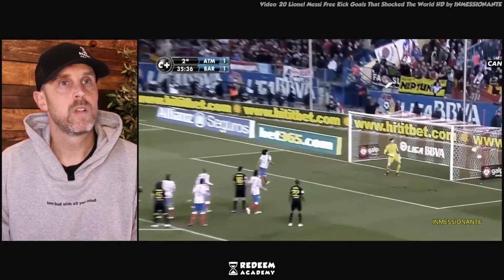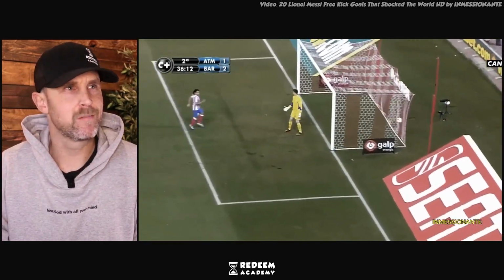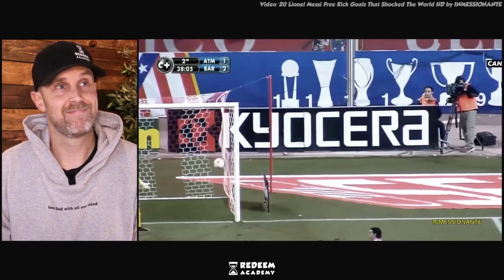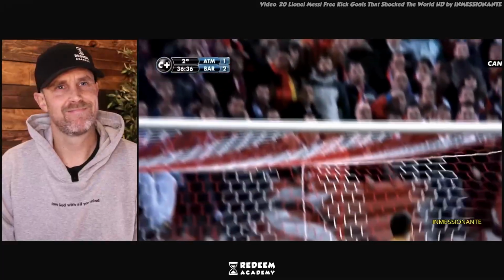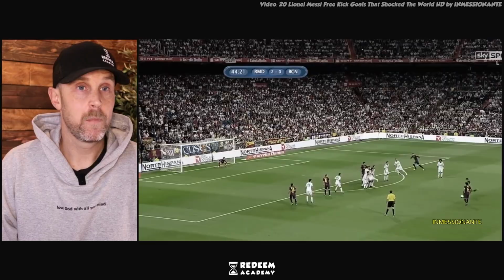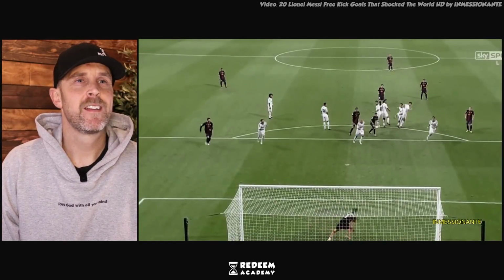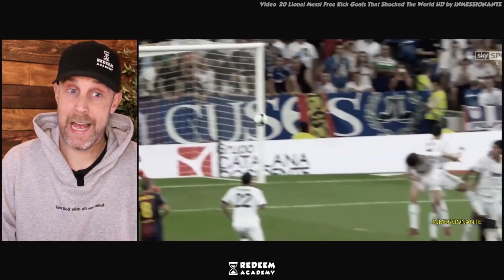Boom. Oh, look at that. Oh, unbelievable. Magic. My word, Rob, what a goal that is. What a goal. Oh, yeah. He is out of this world. Out of this world. Here we go. Messi's free kick. Oh, beautiful. That is world class. That is world class.